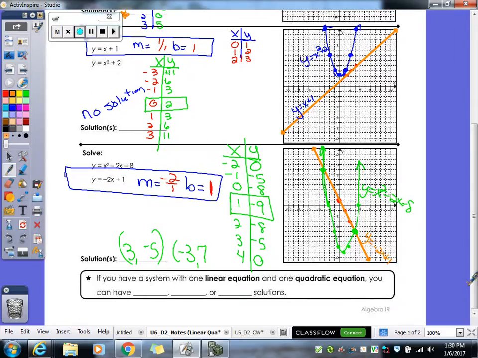So this sentence here at the bottom, it says if you have a system with one linear and one quadratic, you can have how many solutions? It can cross how many times? We saw that it crossed 0 times, and then once, and then this one was twice. Okay, that's it. You have practice.